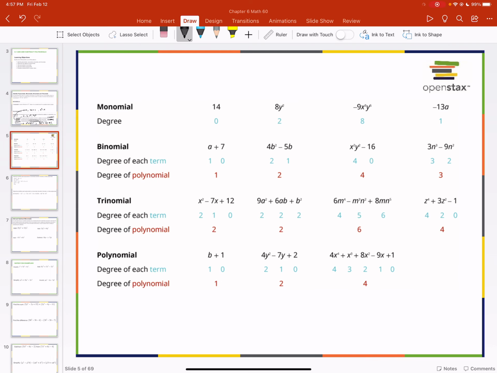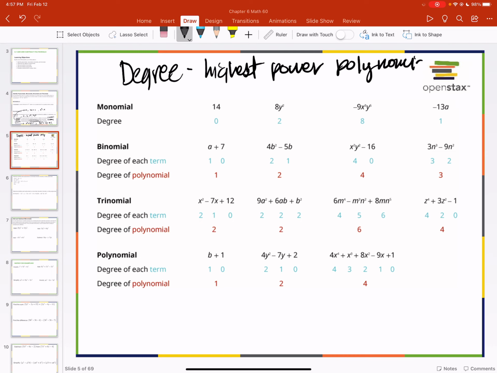Okay, so let's define degrees. The degree of a polynomial is the highest power of a polynomial, okay? So one way to think about it, let's say you have a monomial of 14. When there's no variable, the degree is 0. Now 8y squared, the degree would be 2. So if let's say you have a monomial that is 9x cubed y to the power 6, so see, there you go. You add the degrees together, and that would be 8 for that term.